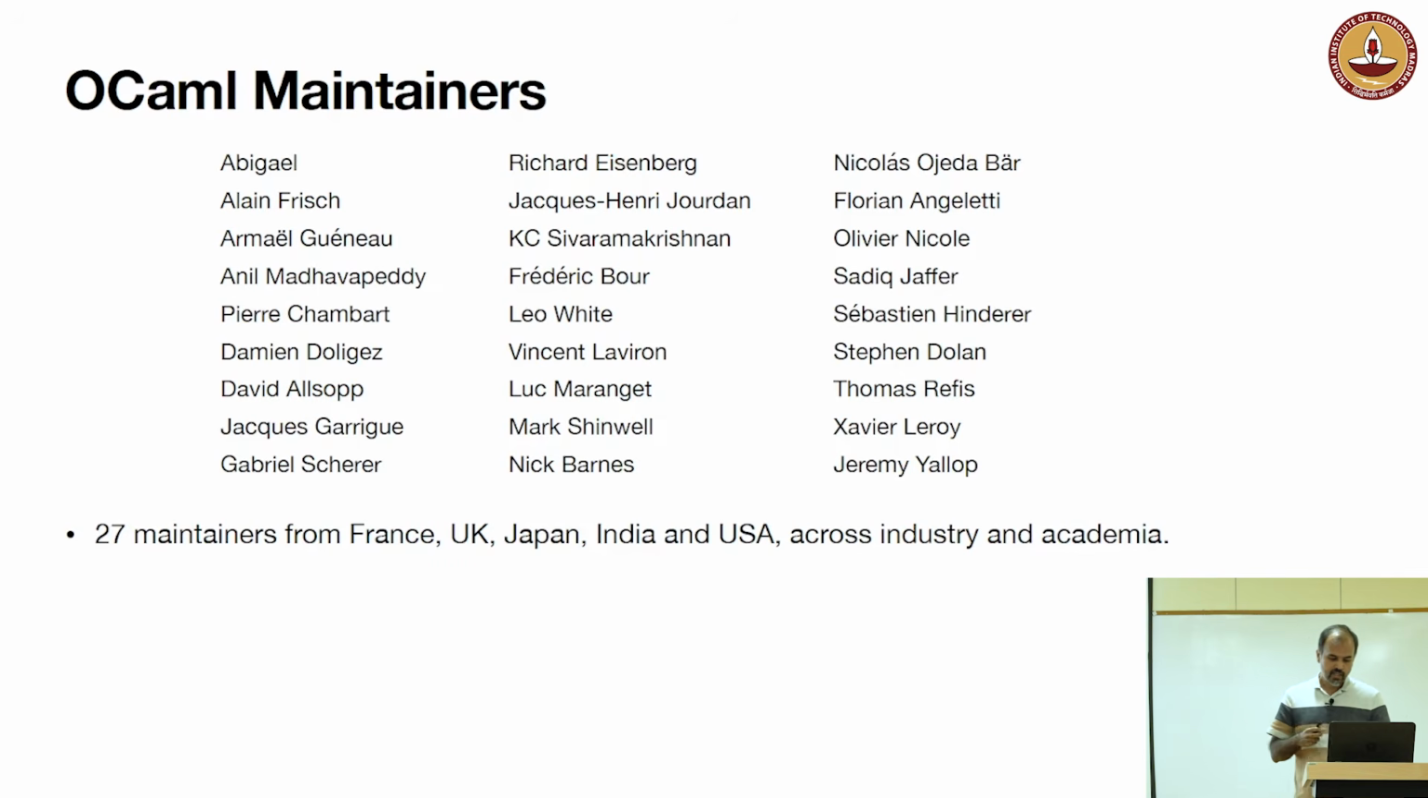So a bit on the human side of the evolution of the language. OCaml, as I said, has a bunch of maintainers. So there are 27 maintainers across the world. OCaml started in France, so there is a lot of French people here. Bunch of people from UK, Japan, one from India, and one from USA. Across industry and academia, right? So there are lots of people here.